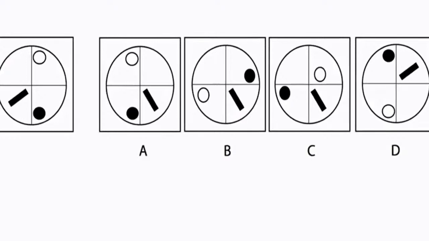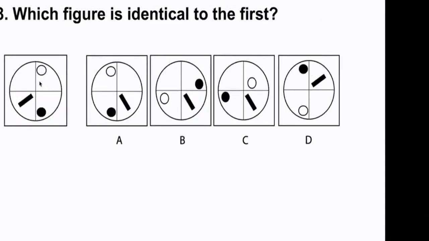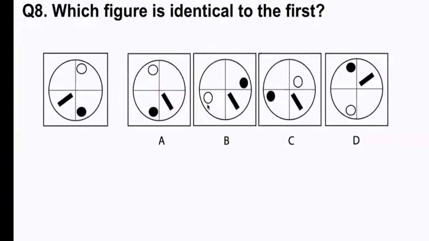Question number 8. This is more of a spatial reasoning IQ test question. Which figure is identical to the first? So we have to look at this. What I tend to do, instead of looking at all four options, A, B, C, and D, which can be confusing, is look for identical pattern shapes or sequences. If I look at the option on the left, you've got a circle which is white and a circle directly below it which is black.